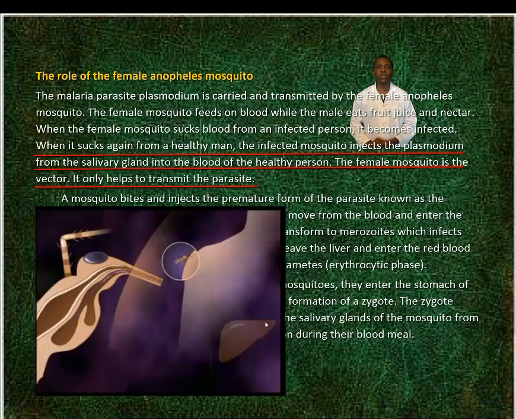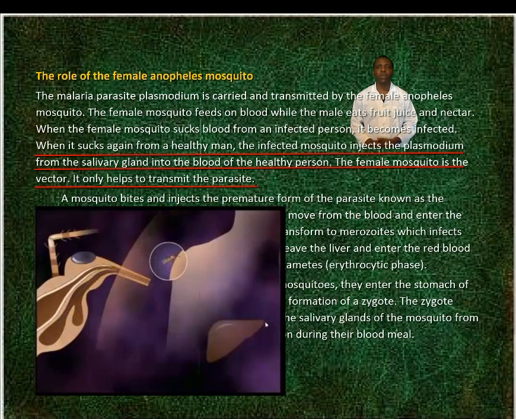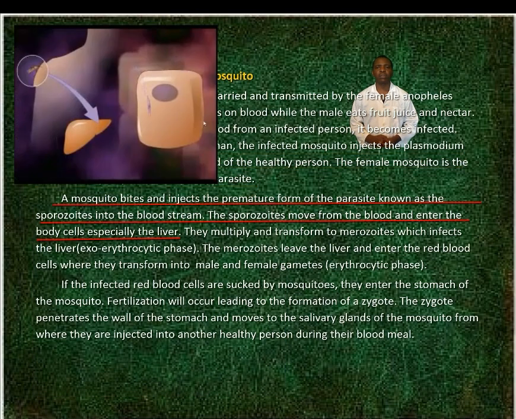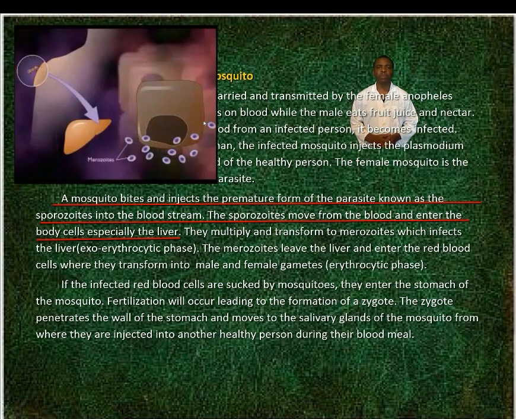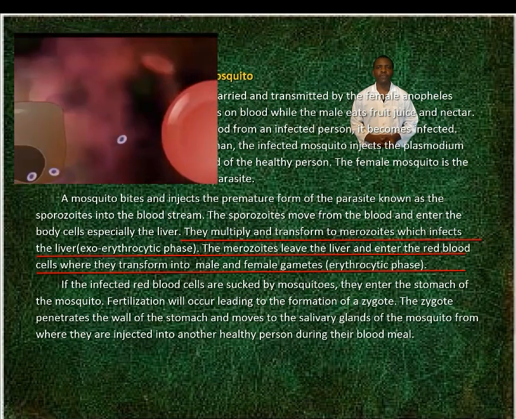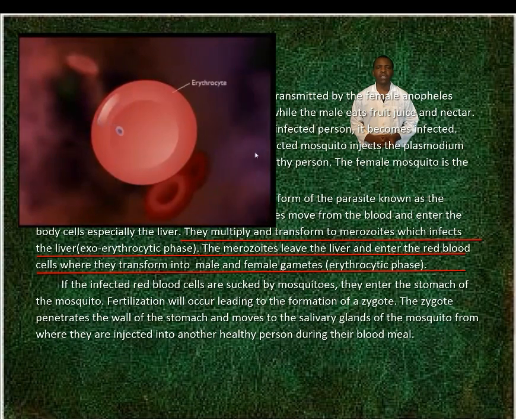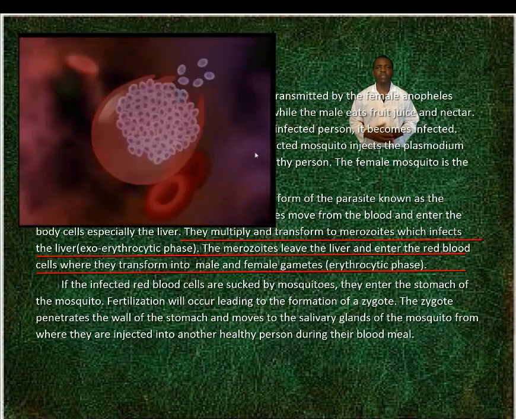The female mosquito is a vector. It only helps to transmit the parasite. A mosquito bites and injects the premature form of the parasite, known as the sporozoites, into the bloodstream. The sporozoites move from the blood and enter the body cells, especially the liver. They multiply and transform to merozoites, which infect the liver. This is called the exoerythrocytic phase.